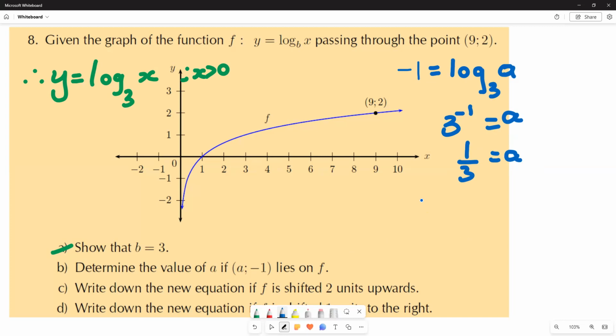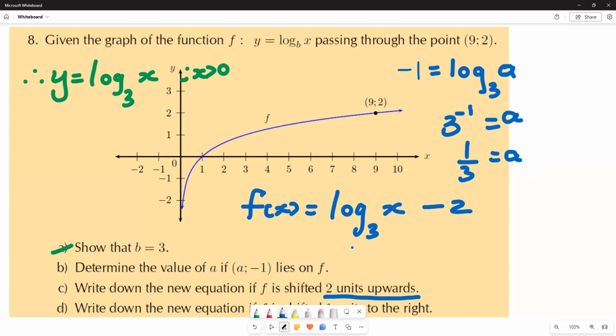Then they say, write down the equation of f if it's shifted 2 units down. Remember, f of x is log base 3 of x, and we're shifting it 2 units down. Two units down, we subtract the 2 from the function. Down we minus, up we add. To the left, we add. To the right, we subtract. You must know this. Up we add, down we minus. To the right, we minus. To the left, we add.